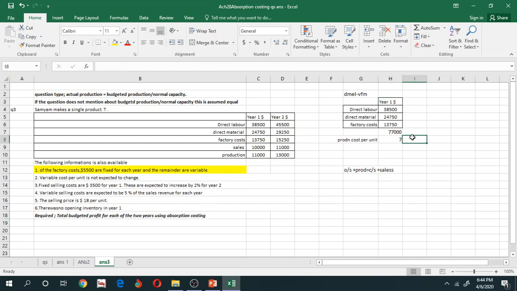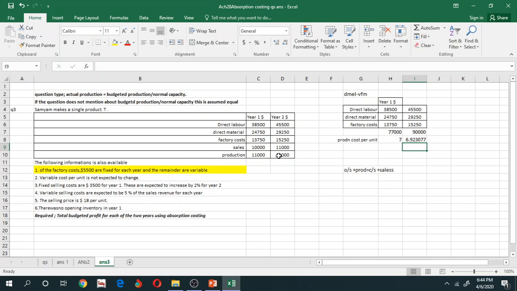In a similar manner, we will find production cost for year 2. To find the production cost for year 2, you have to add direct labor, direct material, and factory costs. I'm simply copying it here, and then you add these 3 up. If you add these 3 up, you get a total production cost of 90,000. You divide 90,000 by production units. Sorry, it wasn't divided, so again I'm doing it. 90,000 divided by 13,000. That's your 6.92 roughly.